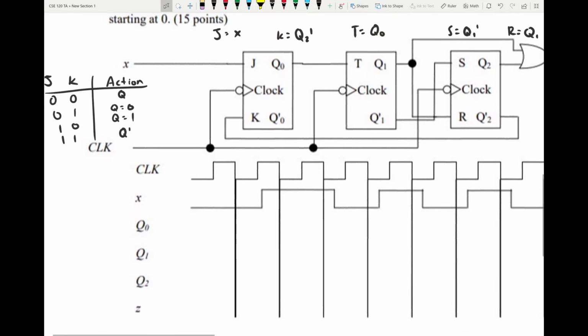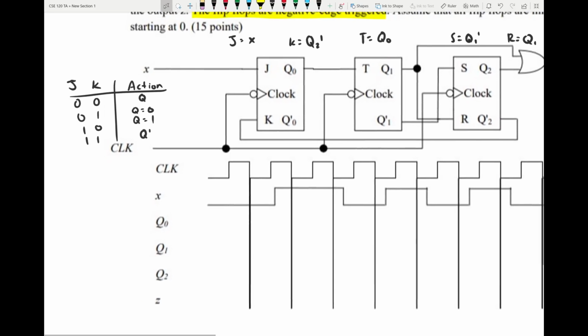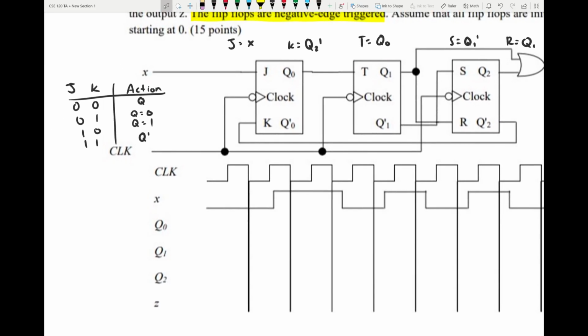So the best way to do this is just clock cycle by clock cycle, go down the list. So we'll start with Q0. Q0, again, our JK flip-flop. At this point, our J is a 0 because the J is going to be based on our X. So our X starts out at a 0.